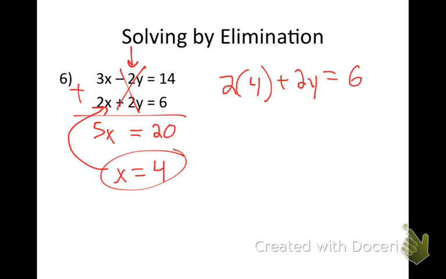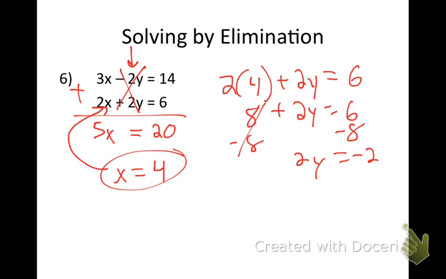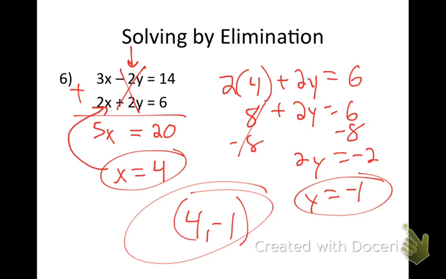So what's 2 times 4 then? 2 times 4 is 8. So you have 8 plus 2y equals 6. Subtract 8 to the other side. 2y equals negative 2. y equals negative 1. My answer now as an ordered pair would be 4, negative 1. So there's your elimination.